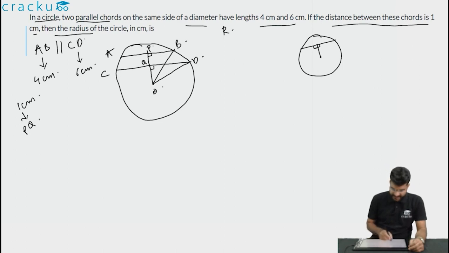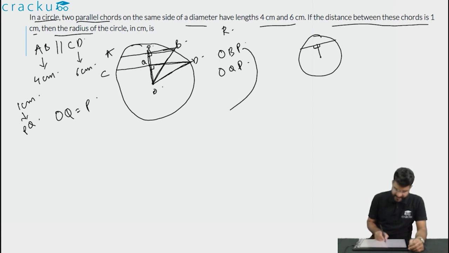Now if you look at it, there are two right angle triangles. One is OBP, which is the radius, the midpoint of one of the chords, and joining the center to it. So that will be one right angle triangle. And the second right angle triangle is OQD. Now we will use Pythagoras theorem to find out the value of R. Let us assume that the length of OQ is equal to p.